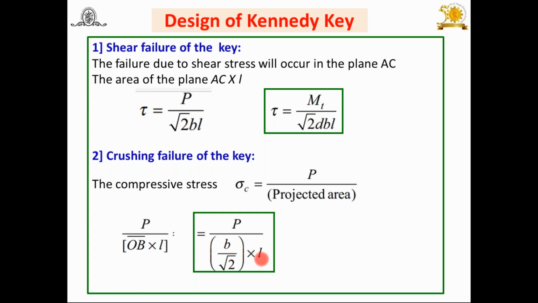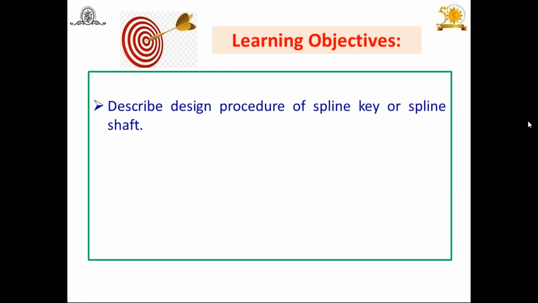And then what do you have to do next? Next you have to substitute the value of P. The value of P, we know, is Mt by d. You can substitute Mt by d here, so you will get sigma C. This is the crushing stress. By using this crushing stress, you can find out the compressive or crushing stress induced in it, or sometimes the length of the key against crushing failure, like a flat or shear key. This is about the Kennedy key. It's a very simple one.